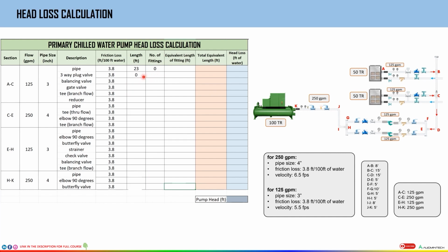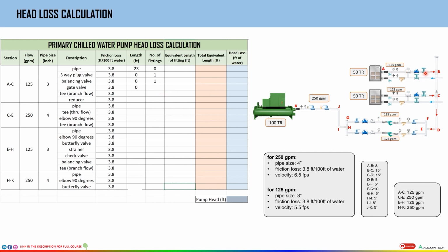So for the three-way plug valve, the length is 0. And how many valves do we have? From A to C, how many three-way plug valves do we have? We have only one over here, so we'll mention one. Then we have the balancing valve. The length of the balancing valve is going to be 0. And how many balancing valves do we have? We have only one balancing valve. Again, the length is 0. How many gate valves?